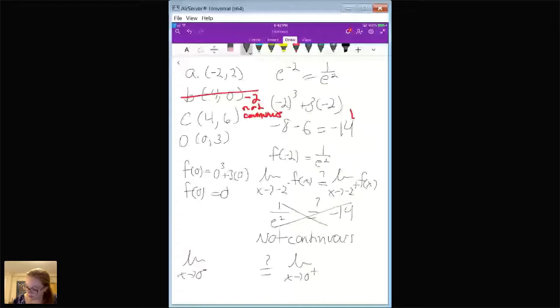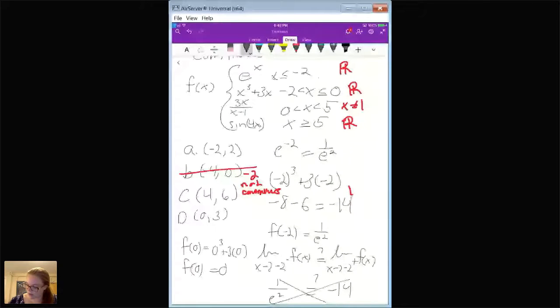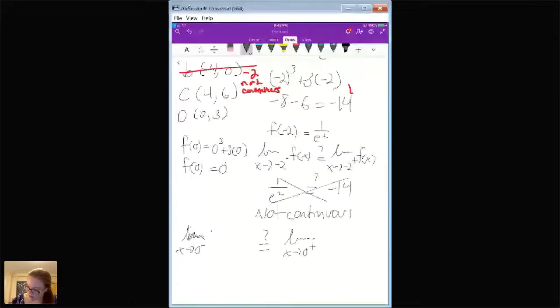Now, the limit, let me get this a little neater here if I can. The limit as x approaches 0 from the left means we're looking at the function where 0 is the highest thing it can be. Everything that's in that function is to the left of 0. So we are using the piece of the piecewise function that is x cubed plus 3x for this. But we also have to test from the right, where we're going to be using 3x over x minus 1.